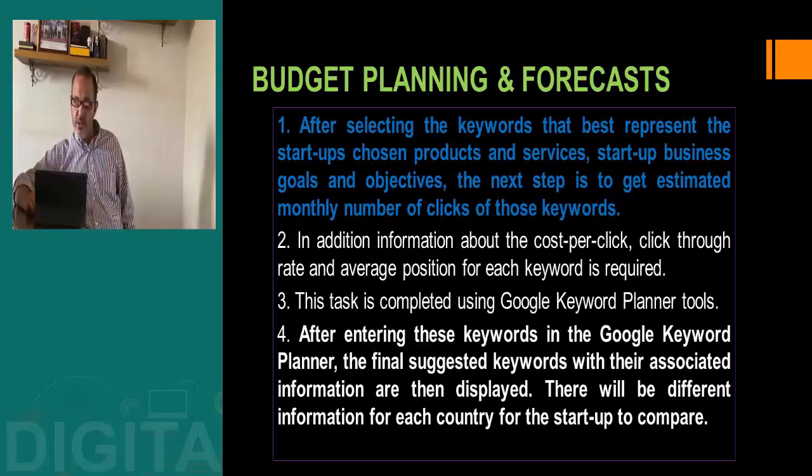After selecting the keywords that best represent the startup's chosen products and services, startup business goals and objectives, the next step is to get the estimated monthly number of clicks of those keywords. In addition, information about the cost per click, click-through rate, and an average position for each keyword is required. The task is completed using Google Keyword Planner. After entering these keywords in the Google Keyword Planner, the final suggested keywords with their associated information are displayed. There will be different information for each country for the startup to compare.